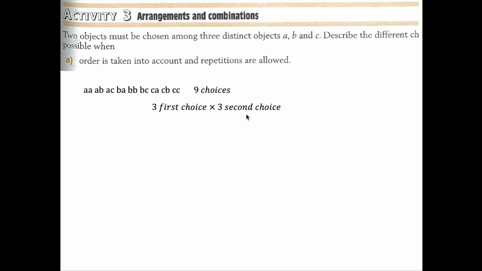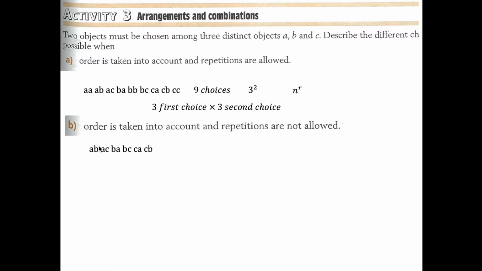So 3 for the first choice times 3 for the second choice. 3 to the power of 2, or n to the power of r. When order is taken into account and repetitions are not allowed, it's exactly the same thing we did up here, just we can't have AA, BB, or CC. We get AB, AC, BA, BC, CA, and CB.